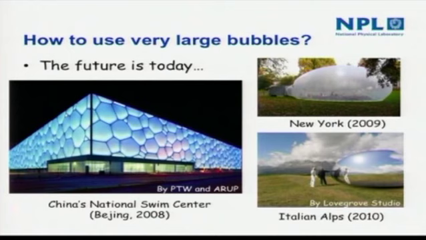But that's the future, and that's the present. If you had looked at the Olympics in Beijing, you would have seen that China's National Swimming Center was made of bubbles. And then the year after, if you went around Central Park in New York, you would have found structures like that. Next time you go to the Alps and try to have a chocolate cake like the one that we had tonight, you probably eat it in a building like that.